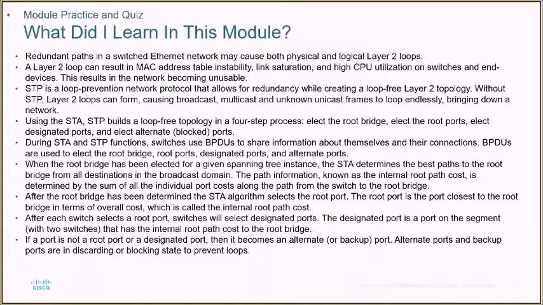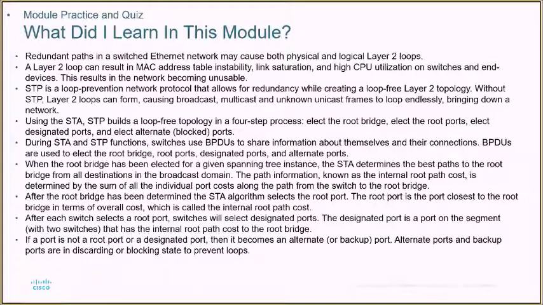STP is a loop prevention network protocol that allows for redundancy while creating a loop-free Layer 2 topology. Without STP, Layer 2 loops can form, causing broadcast, multicast, and unknown unicast frames to loop endlessly, bringing down a network. Using the spanning tree algorithm, Spanning Tree Protocol builds a loop-free topology in a 4-step process. They elect a root bridge, they elect root ports, they elect designated ports, and elect alternate blocking or blocked ports.